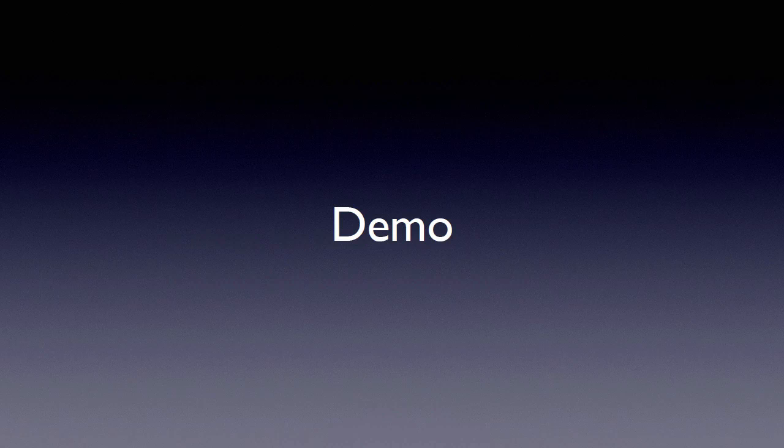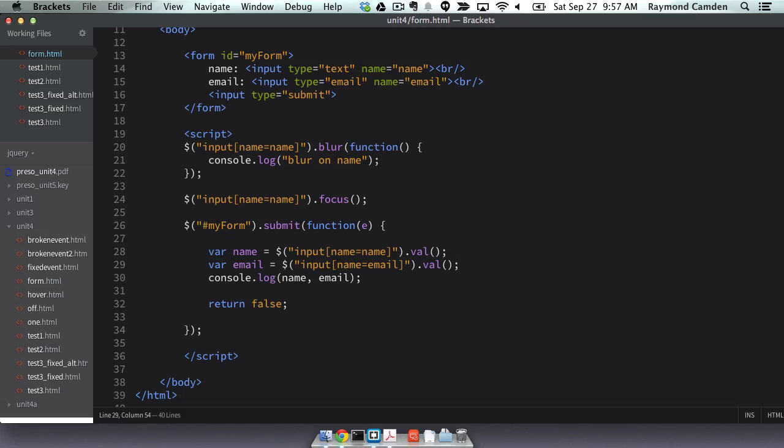Let's look at an example of this. Okay, so I have a couple of things going on here. Let's tackle it line by line. Between 13 and 17, I essentially just have my form. You could see three fields there, a name field, an email field, and a submit button.